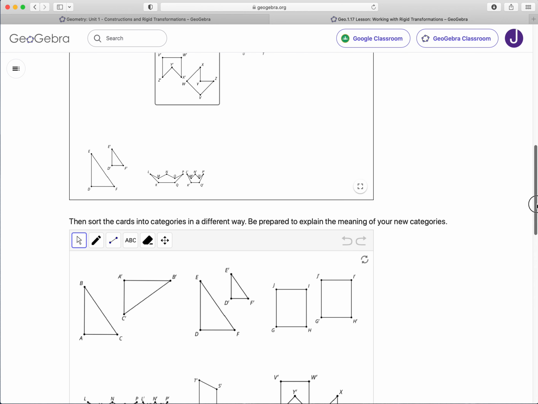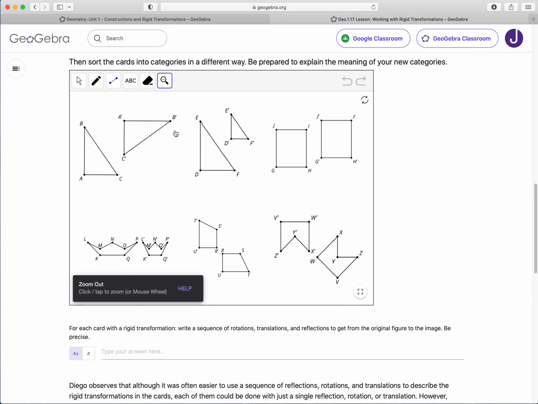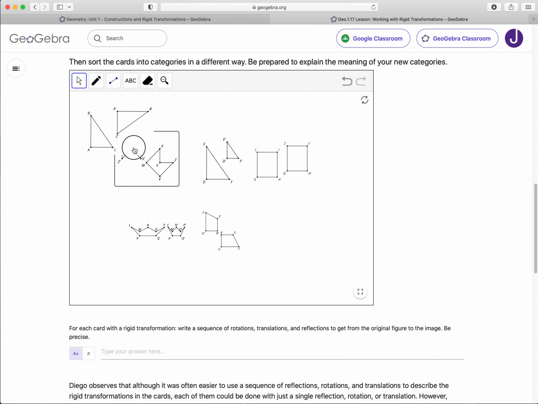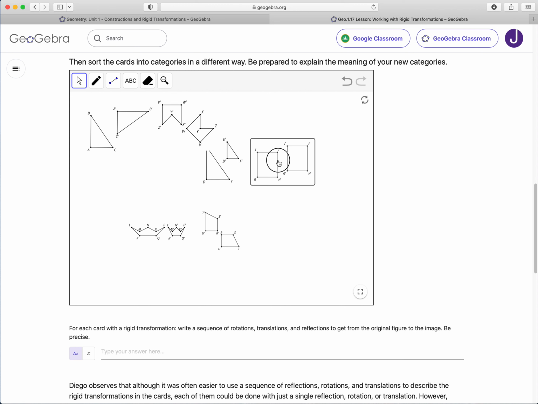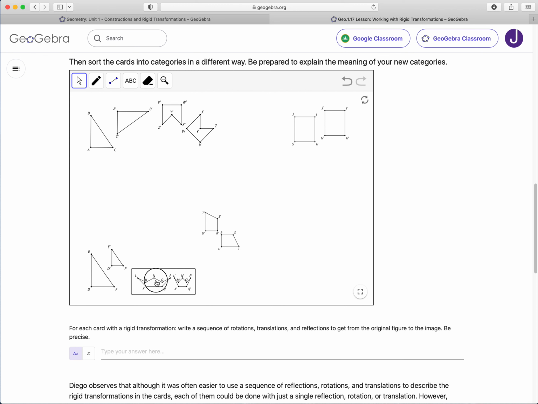Let's see here. Next one says, then sort the cards into categories in a different way. Okay, great. Well, again, I need to zoom out first, and then we can move them. Okay, this one has a rotation. This one has a rotation. This one has a reflection. This one is not rigid. This one is not rigid.